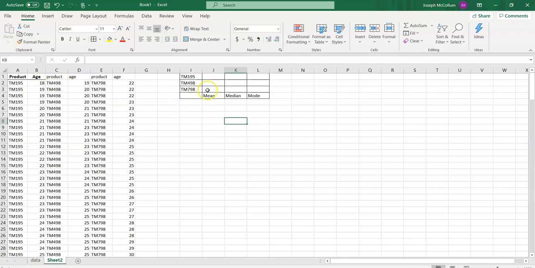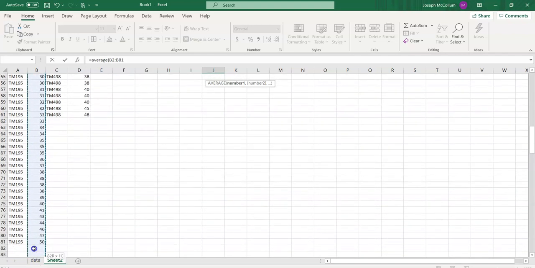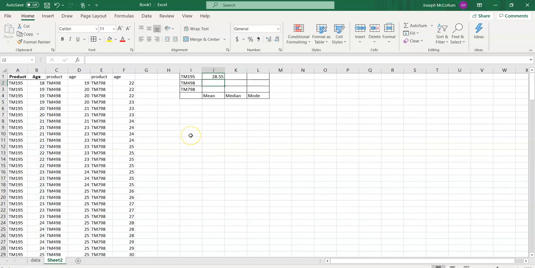The good news is the mean is quickly found in Excel. If you look at the command equals AVERAGE, it will open the parentheses, and whatever numbers you highlight, it will average them out. Close the parentheses. Click enter, and we find the average age for the users of the TM195 is 28.55 years. Again, remember averages: add all the numbers together and divide by the count, that is n.